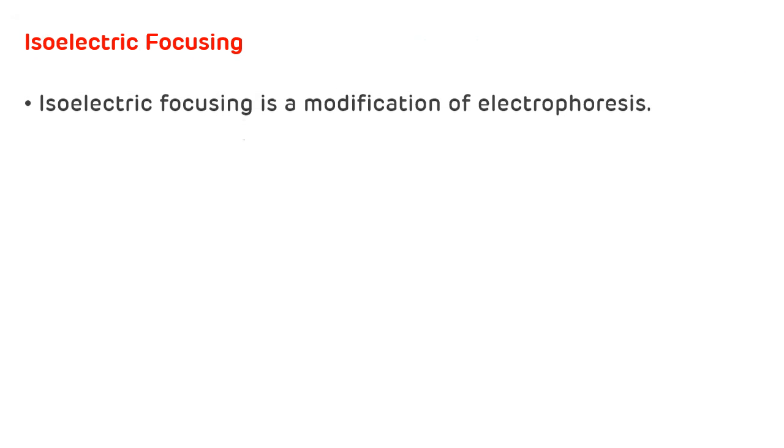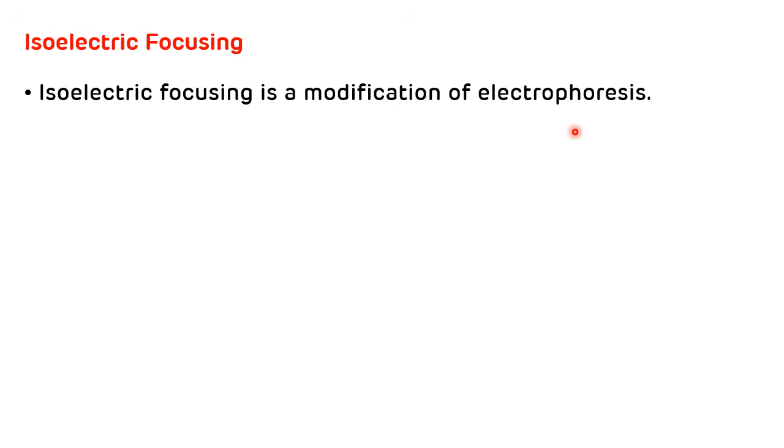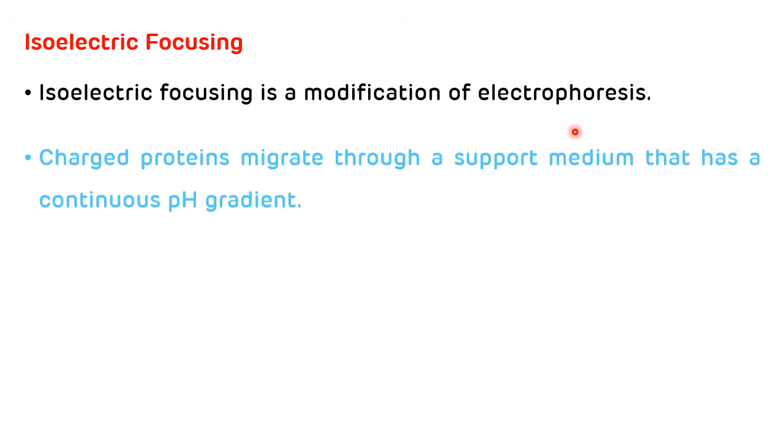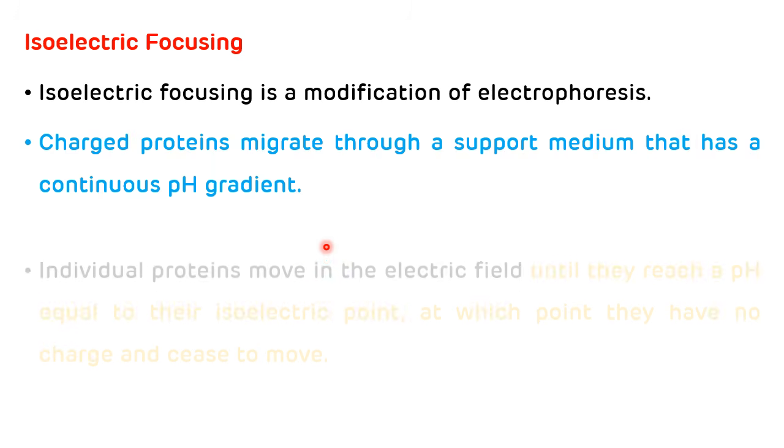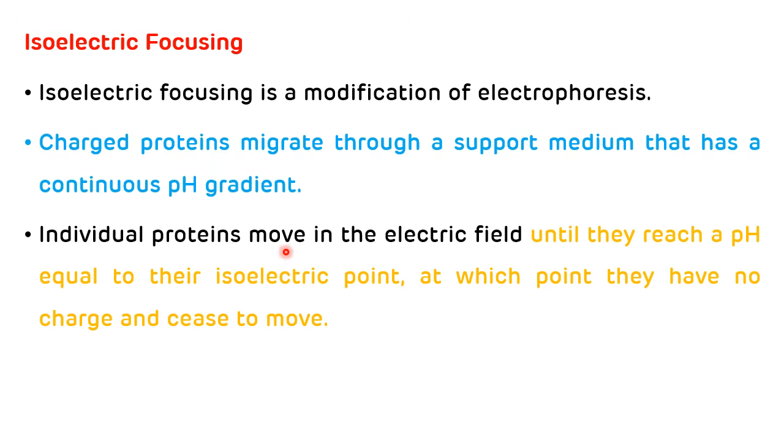Third one is isoelectric focusing. Isoelectric focusing is a modification of electrophoresis. Charged proteins migrate through a support medium that has a continuous pH gradient, and the individual proteins move in the electrical field until they reach a pH equal to their isoelectric point, and at that point they have no charge and they cease to move. So that is isoelectric focusing.